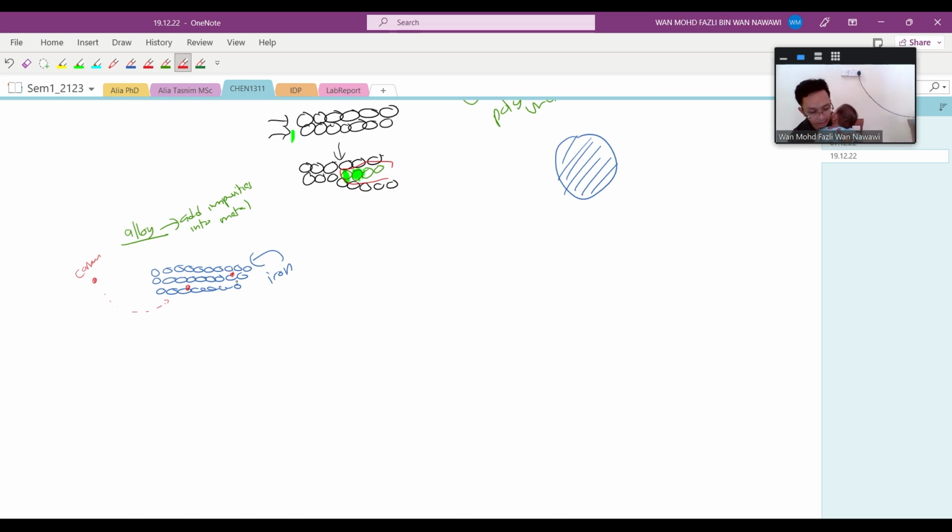It's like a doorstop, what we call sendal in Malay. You put your foot on the door to prevent the door from closing. You interrupt the movement of the door by putting your foot. So that's more or less it. An alloy is basically adding impurities, in this case carbon, and this carbon prevents the movement of the iron atoms during bending or whatever.